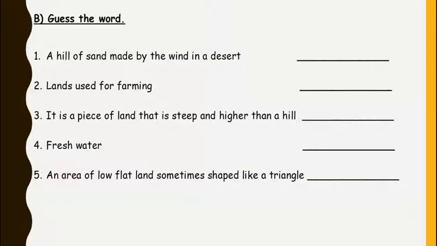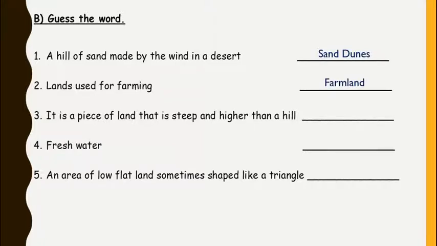Here I want you to read the definition really well and then I want you to guess what word this is. Okay, number one. A hill of sand made by the wind in a desert. What's made by the wind in the desert and it's a hill, it's not big? Yes, excellent, the sand dunes. Good job. Okay, number two. Land used for farming. What's used for farming? Of course, it's the farmland.